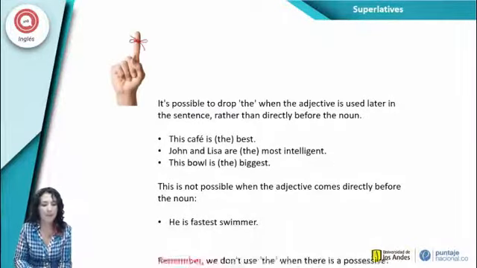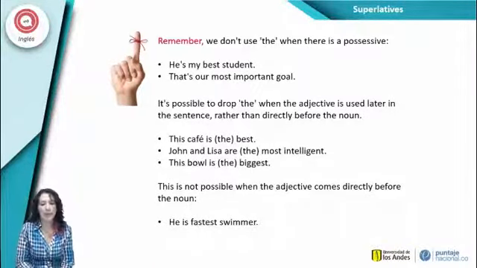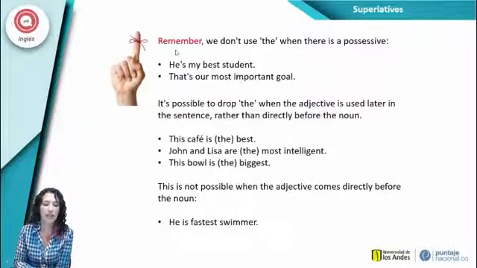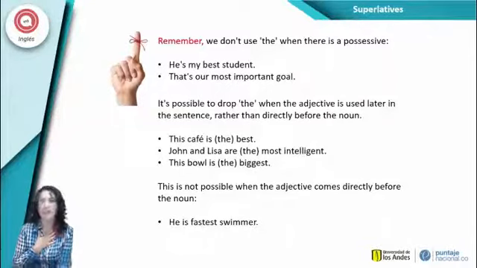Ok? Now, remember, we don't use "the" when there is a possessive. Entonces, cuando utilizamos un posesivo, que es el ejemplo que tenemos aquí, "he is my best student", no podemos decir "he is my the best student", no utilizamos "the" aquí, ¿listo? Cuando tenemos un posesivo, que el posesivo aquí sería "my". He is my best student, ¿listo? Si decimos "he is the best student", entonces estamos cometiendo un error.